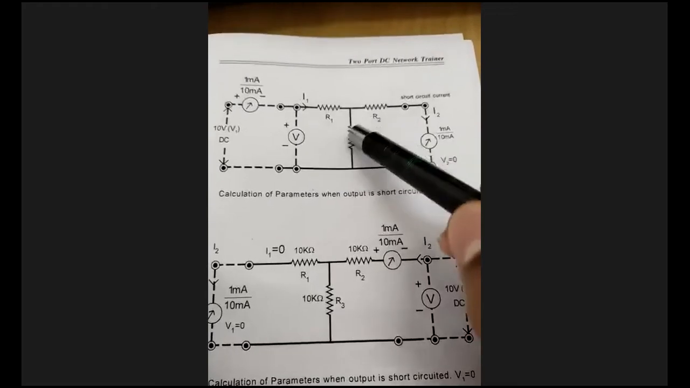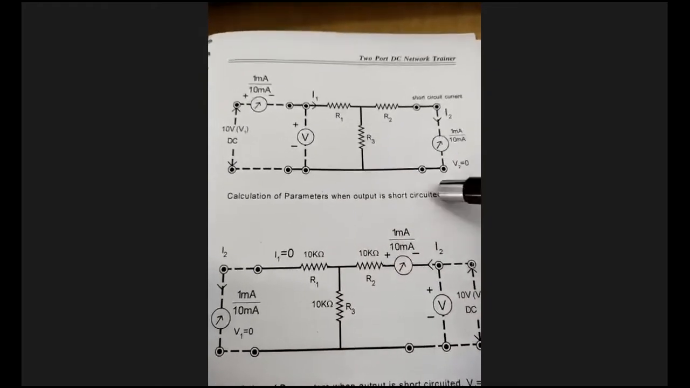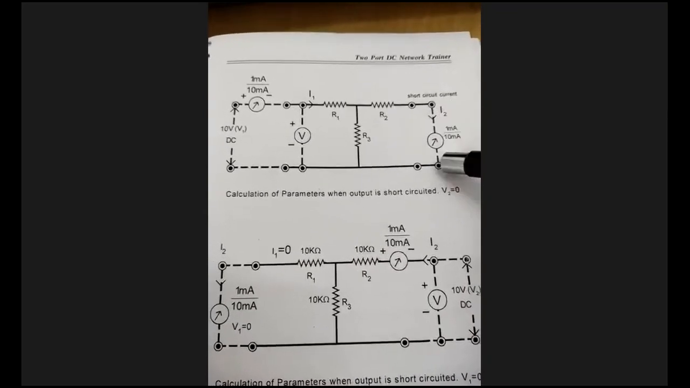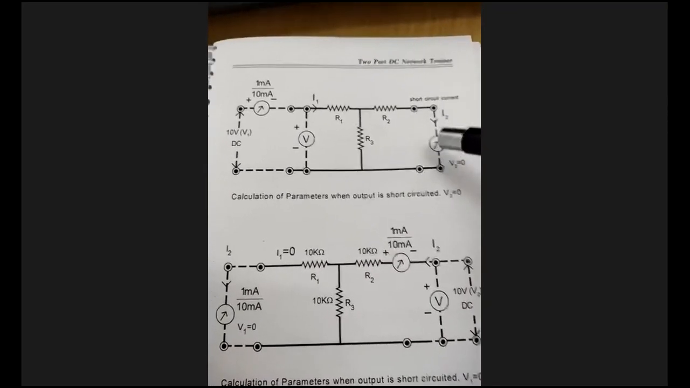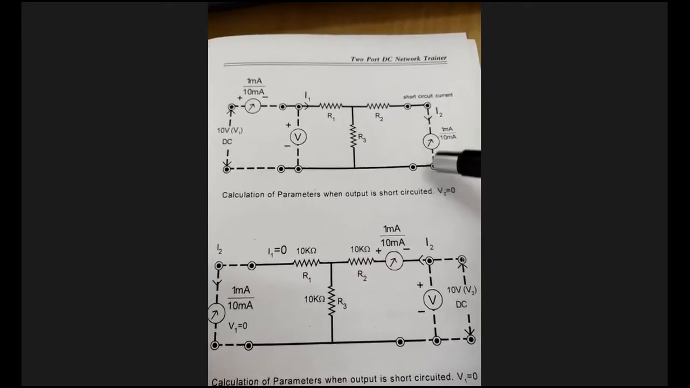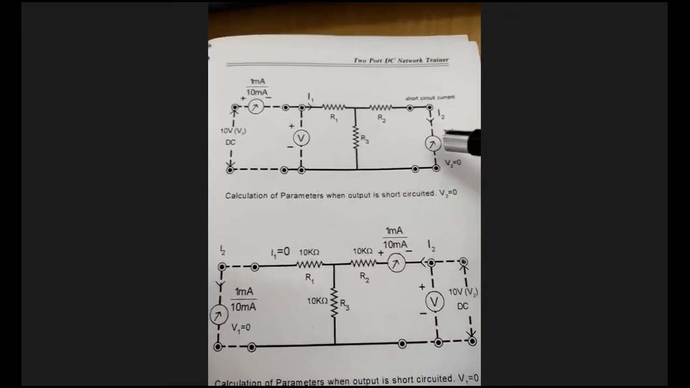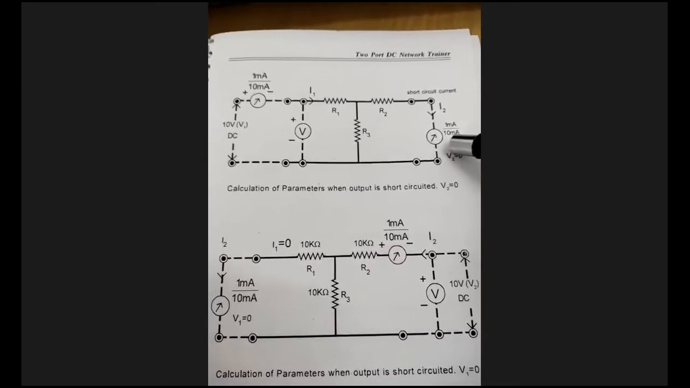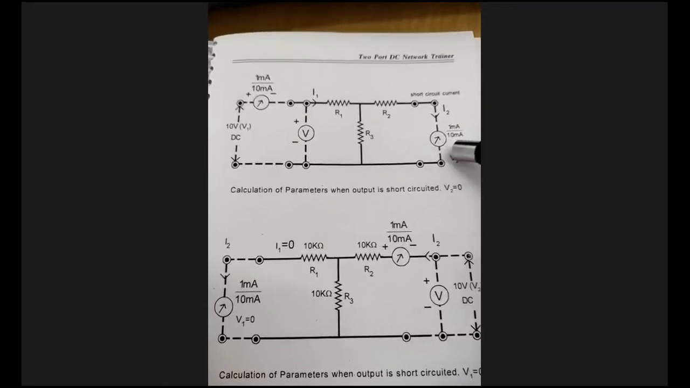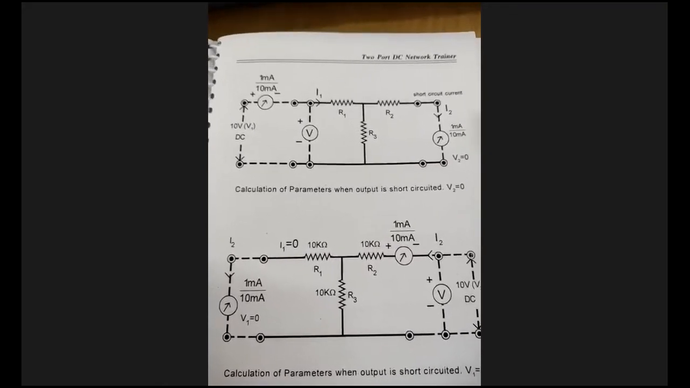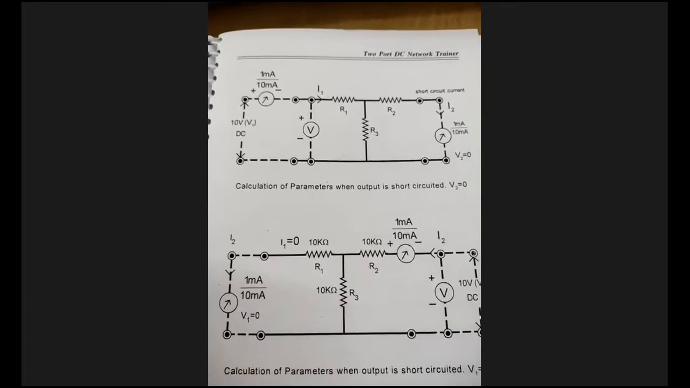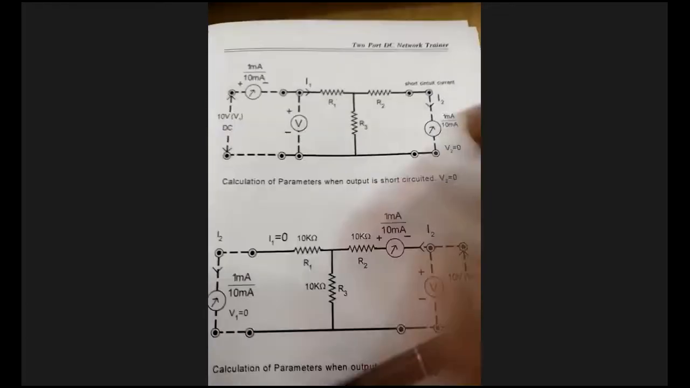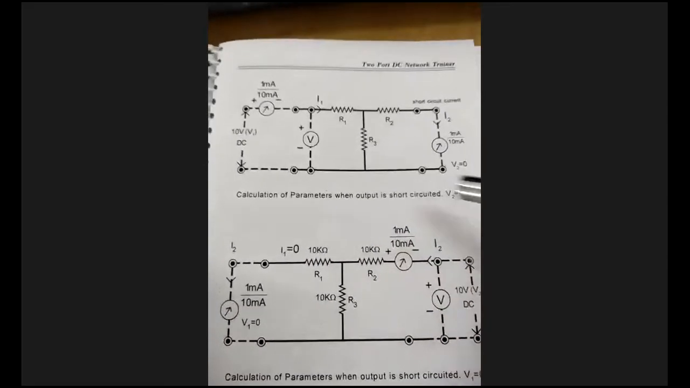We must connect them. Okay, and in the output, we just connect an ammeter and short the terminal. We just short the terminal through an ammeter because we want to measure the short circuit current here. In the Z parameter, we find out the open circuit voltage, but here we will find out the short circuit current. So that is the first case, when V2 equal to 0.